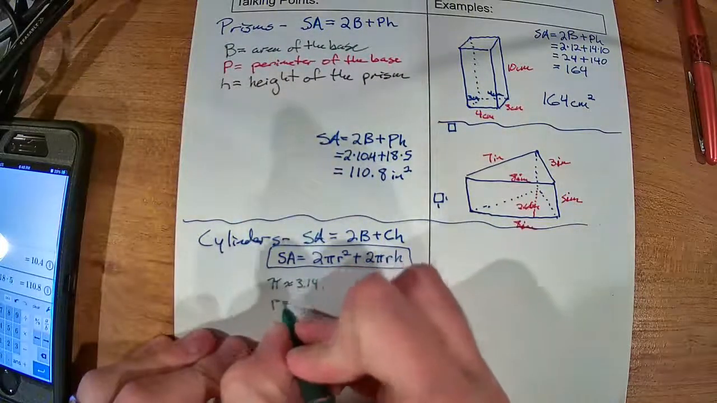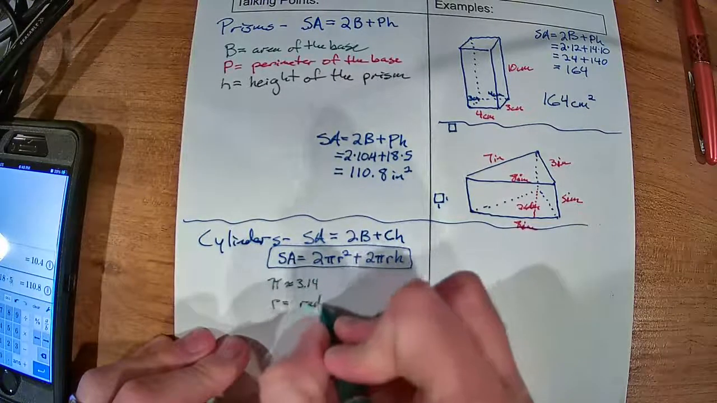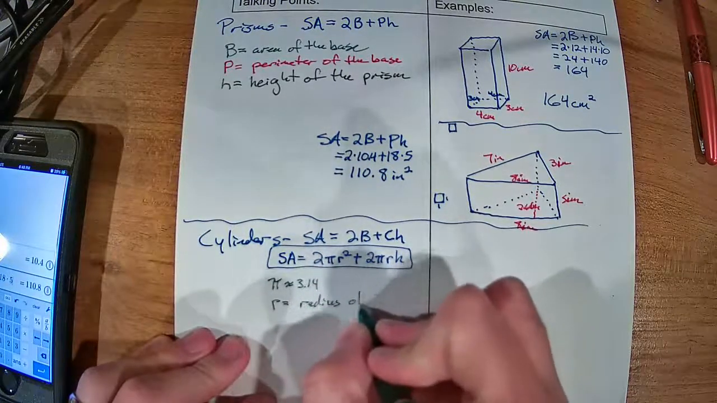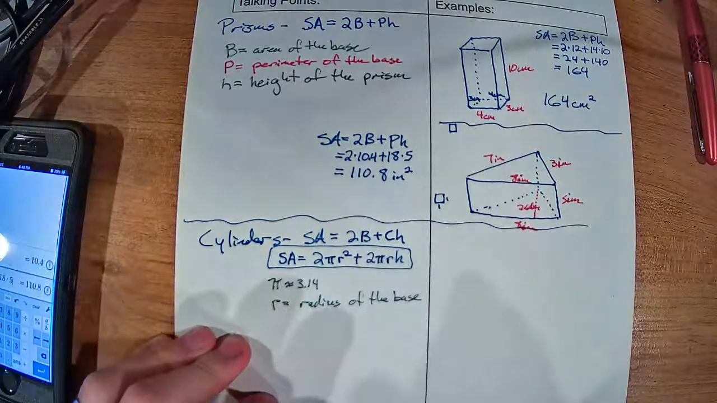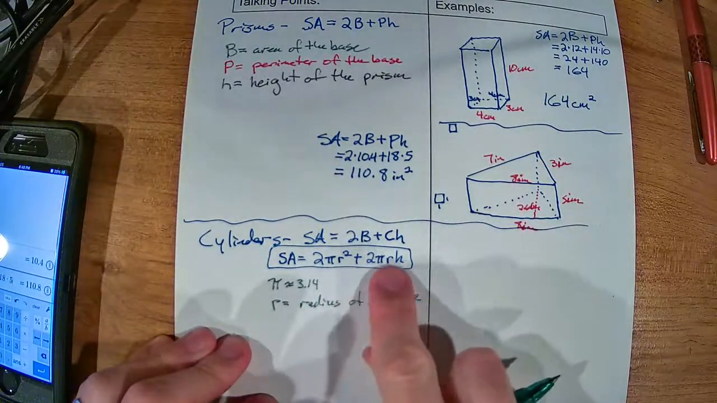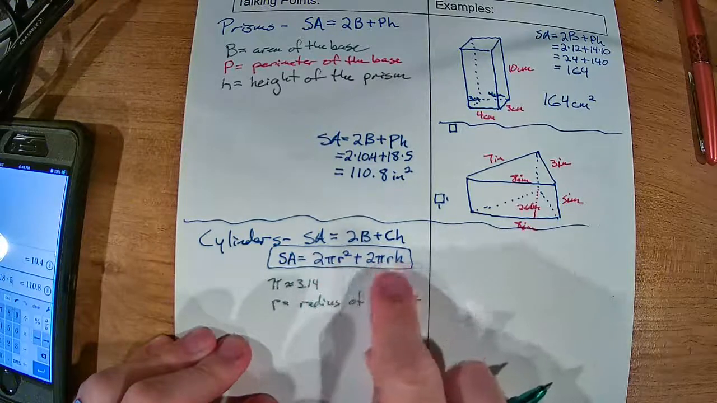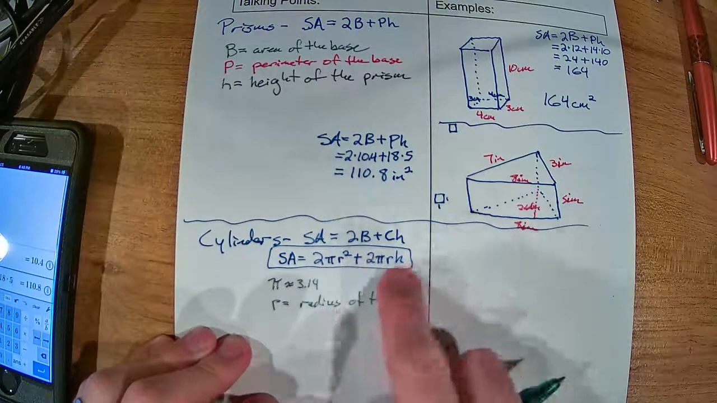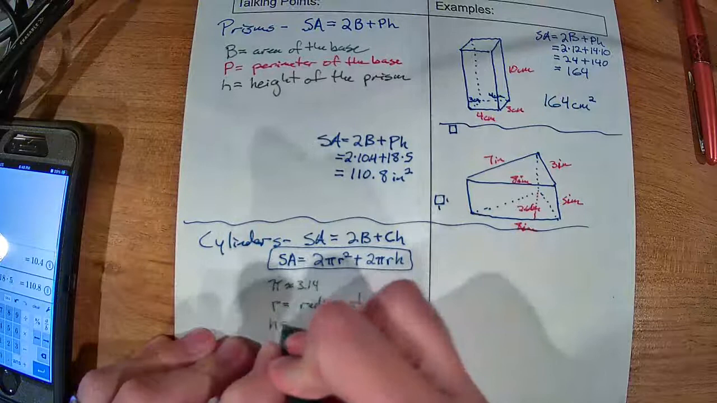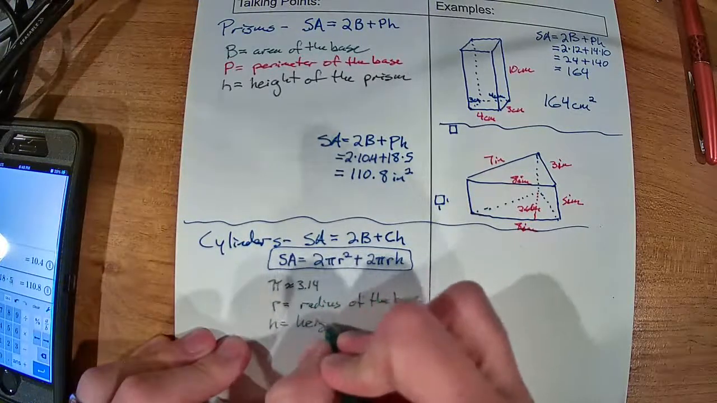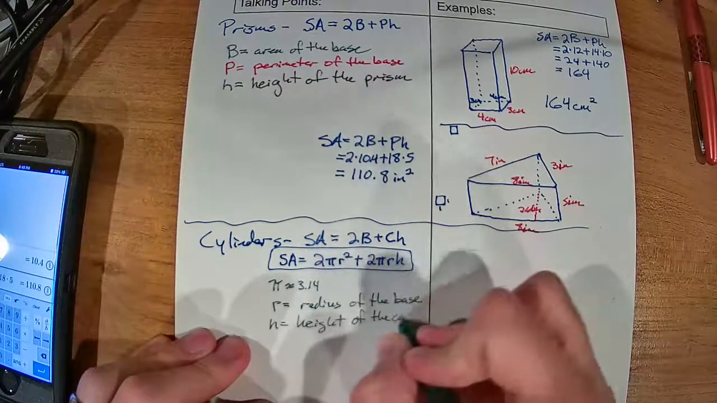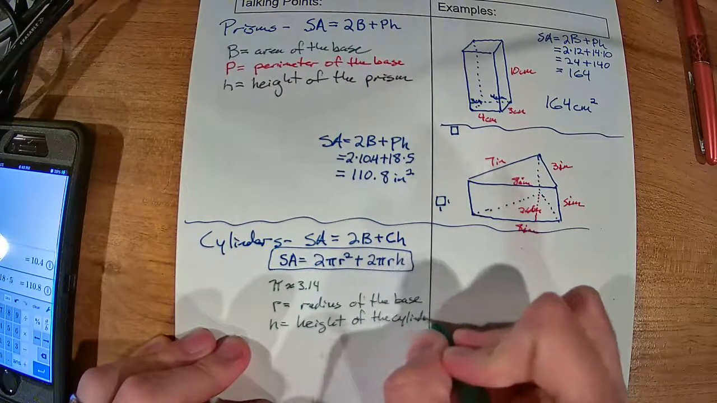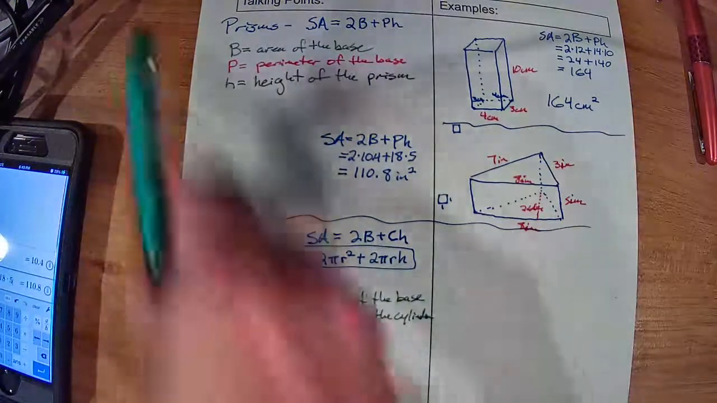R is equal to the radius of the base. Okay. And then notice we have pi and radius again, so we'll use those twice, as well as a 2 twice. The last thing we need is h, and it is simply the height of the cylinder.